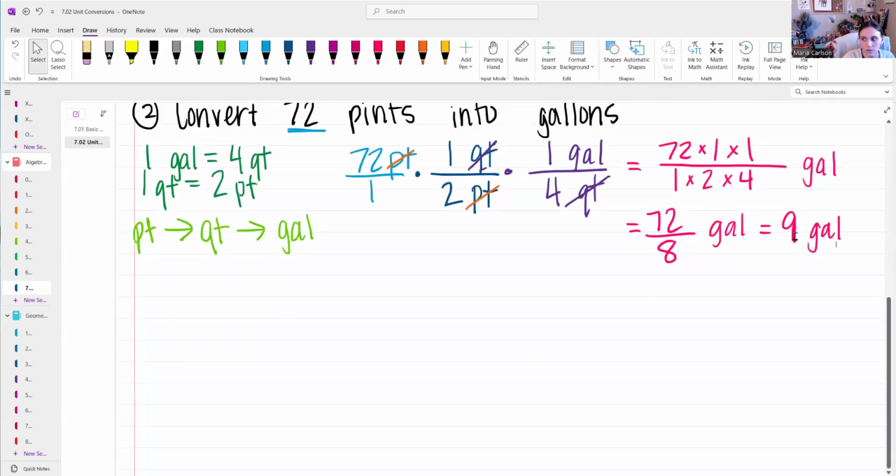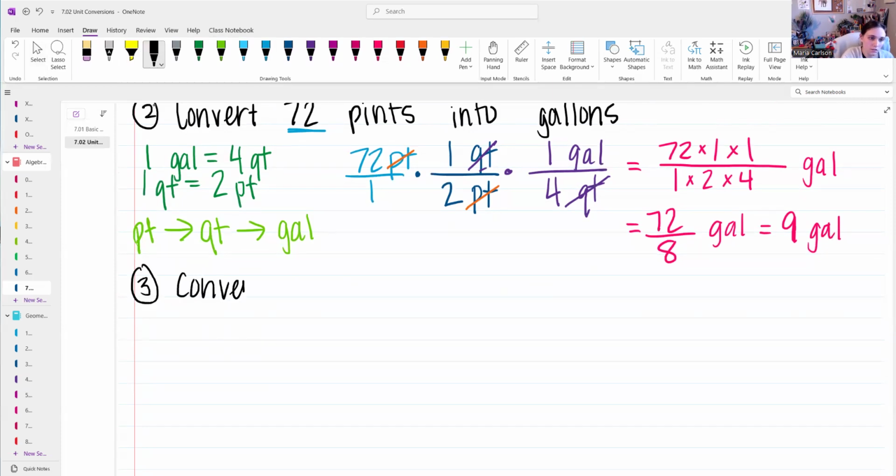All right. Number 3. Convert 4 weeks into minutes. So a week is a longer period of time, and a minute is small, right? So there are many, many, many minutes in 4 weeks. So let's kind of write out some of the conversion factors we're going to need.